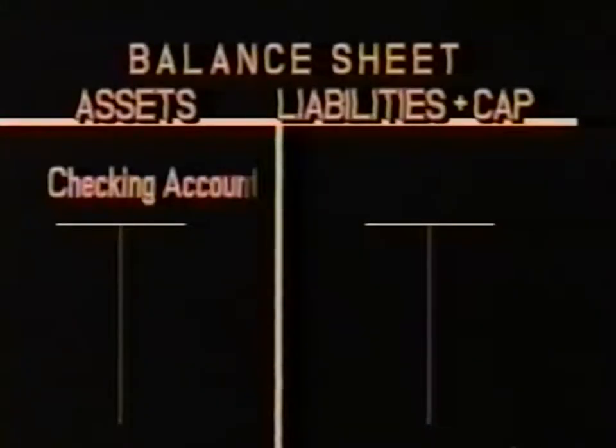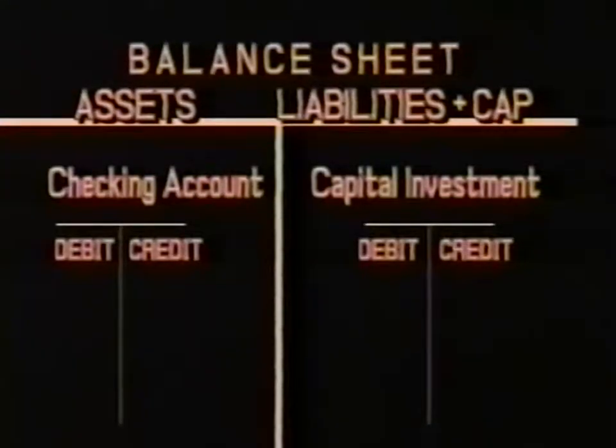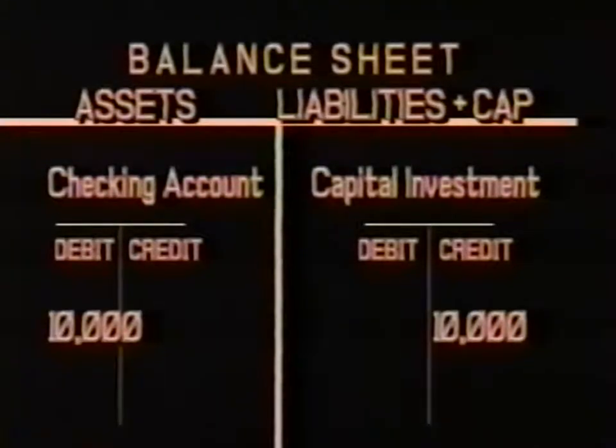Let's look at an example. Suppose we decide to invest $10,000 to open a restaurant. The first thing we do is deposit the $10,000 into a checking account. The checking account is a place the money is going to, so we debit the checking account. That is, we place the $10,000 on the debit side of the checking account T. The money came from our capital investment, so we credit the owner's capital account with $10,000. This means place the corresponding $10,000 credit on the right side of the owner's capital account T.